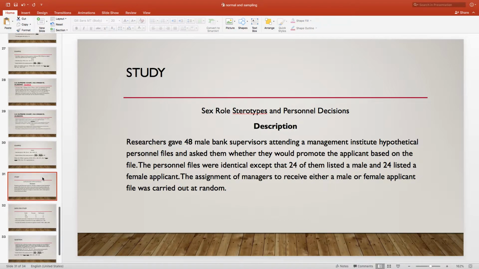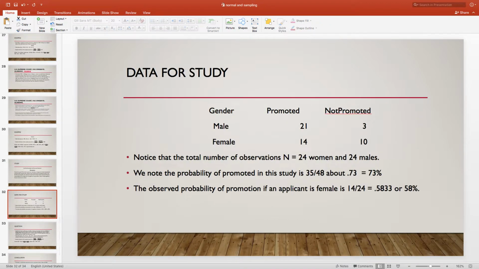Here are the results from this study. Here's the male name versus the female name, and this was promoted versus not promoted. It says here the total number of observations were 24 women and 24 males. And the number promoted in this study will be 21 plus 14.